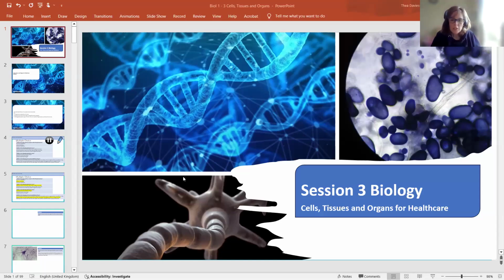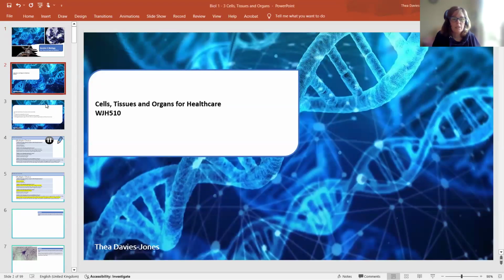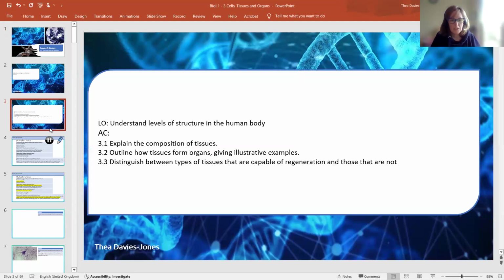So, session 3, we're still looking at cells, tissues, and organs for healthcare, and we'll have one more session on this unit next session. And let's just pop that up. That's the unit that we're on. And what we need to do today in this session is have a look at some of these tissues and how the cells that we looked at last session make up some of these tissues.